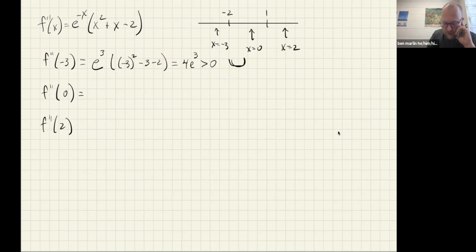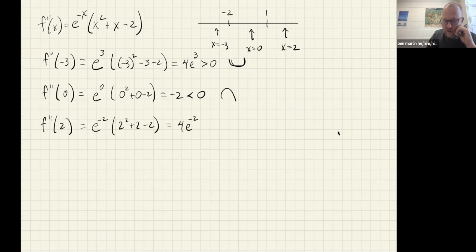So f double prime of 0 is e to the minus 0, so it's going to be just 1. And then you'll have 0 squared plus 0 minus 2, so you end up with a minus 2. That's negative, and that means it's concave down, okay? And then f double prime of 2 is e to the minus 2, so it's going to be like, I don't know, 0.1, 0.2, something like that. And then 2 squared plus 2 minus 2. So you'll end up with 4 e to the minus 2. So I don't know exactly what it is, but it's positive, and that means it's going to be concave up in that area.